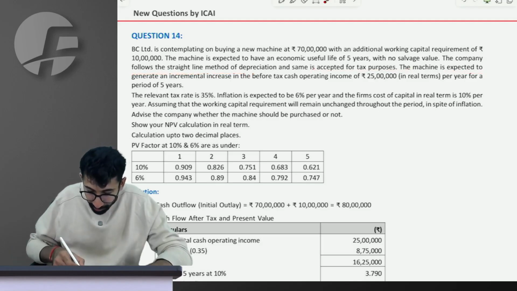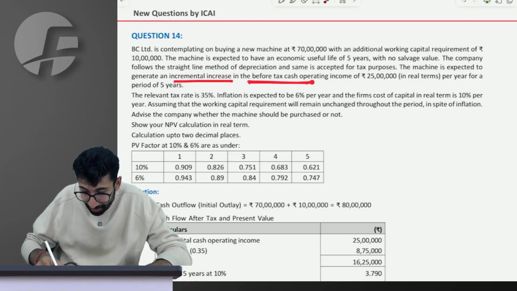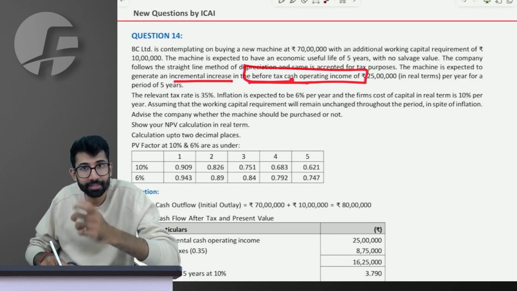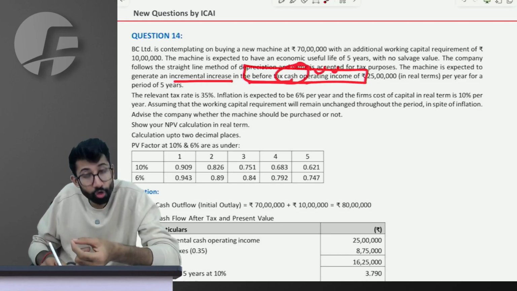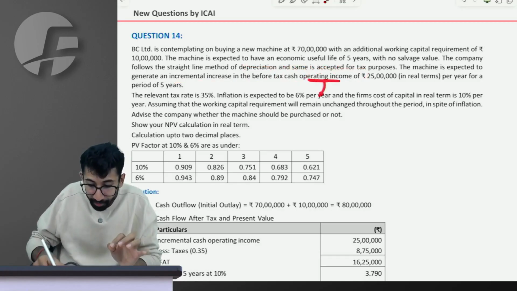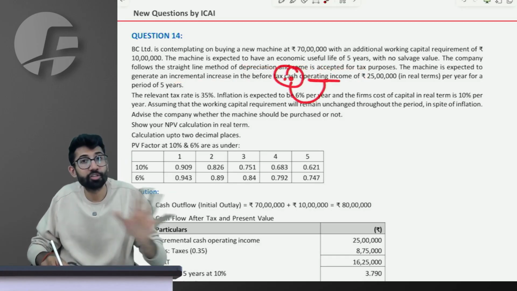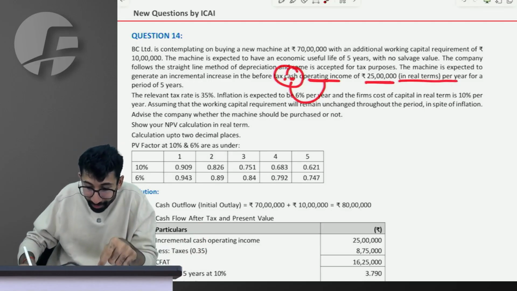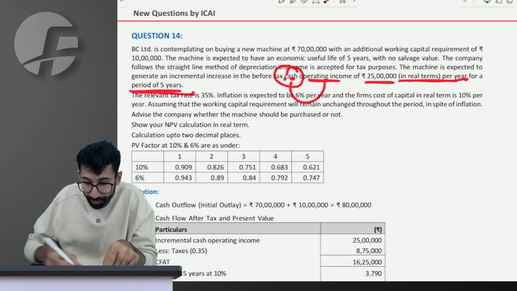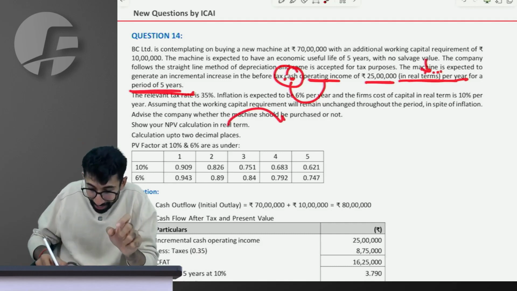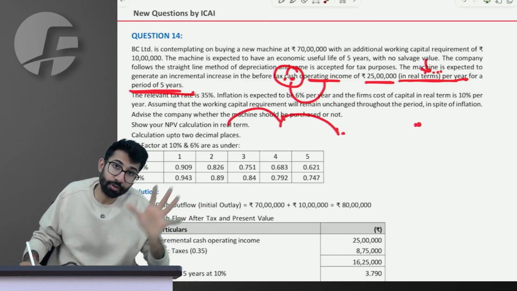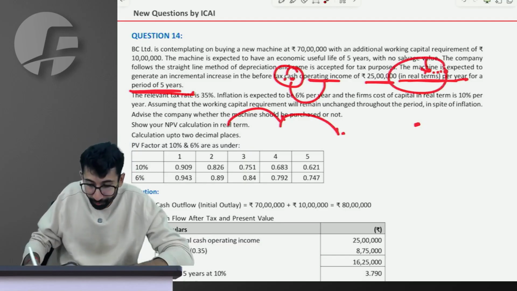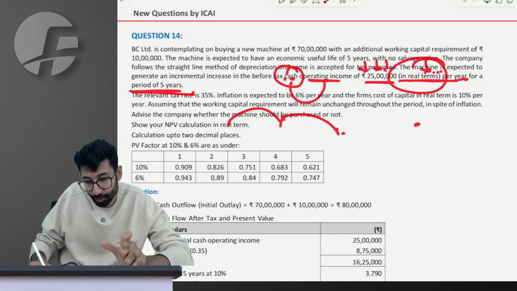Machine is expected to generate an incremental increase in before tax cash operating income. Before tax obviously means before tax EBIT. Operating income is EBIT, but cash operating income is EBITDA, which means depreciation has not yet been deducted. So 25 lakh is the EBITDA per year for a period of 5 years. In real terms, the actual EBITDA for the next 5 years in the respective years will be different, with the effect of inflation. But without the effect of inflation, the real is 25 lakhs.